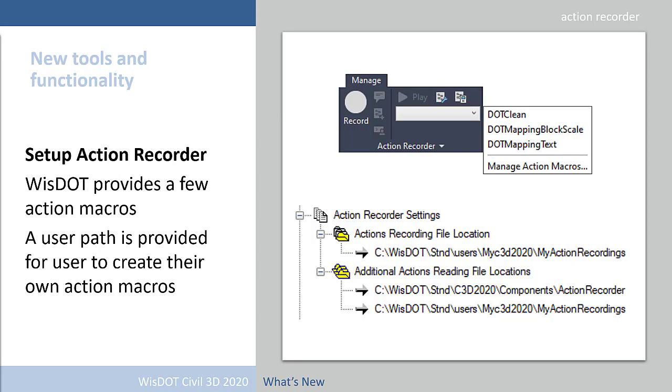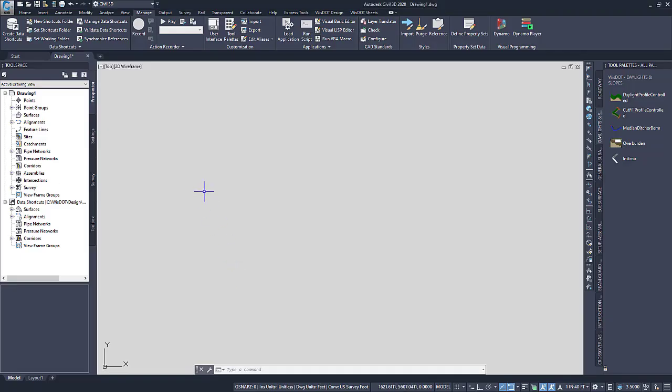WisDOT provides a few action macros for the Action Recorder. A user path is provided for users to create their own action macros. If you're not familiar with the Action Recorder, we'll take a brief look at it in Civil 3D. It's on the Civil 3D Manage tab. And if you go into the pull down, you can see some of the macros that WisDOT has provided. You simply select one of those and press the play button.